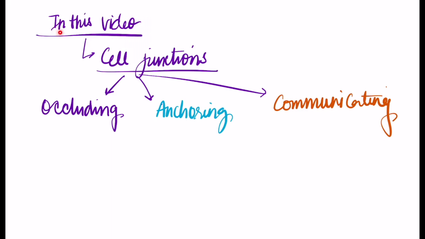Hi guys, welcome back to another video, and in this video we will today cover cell junctions, which are of three kinds: occluding, anchoring and communicating.